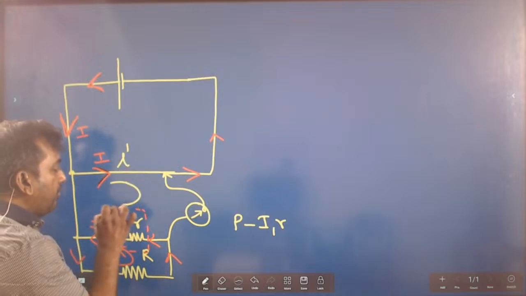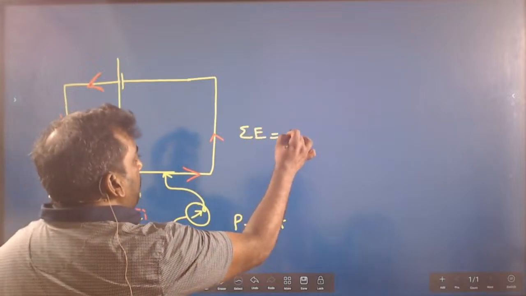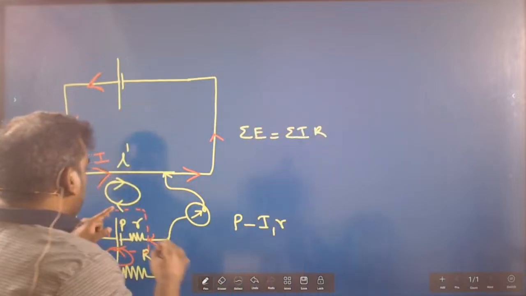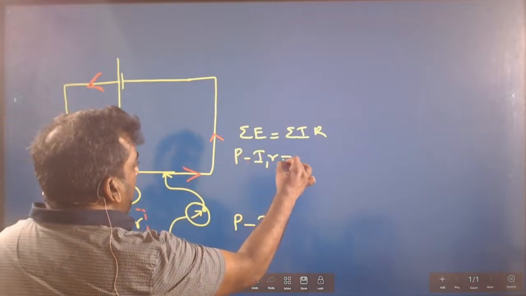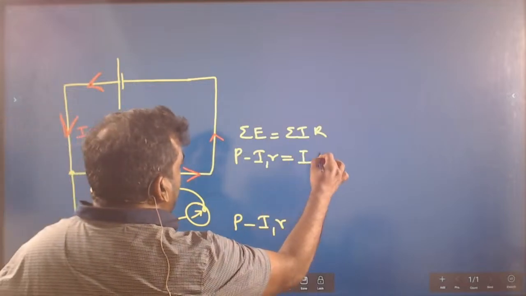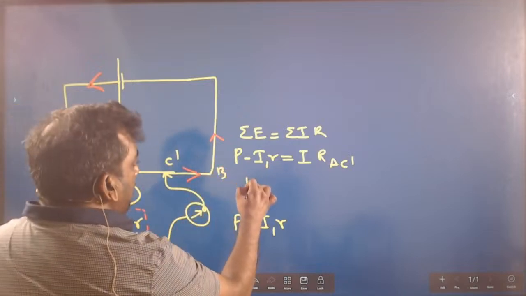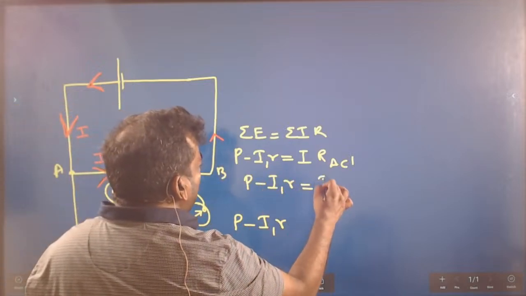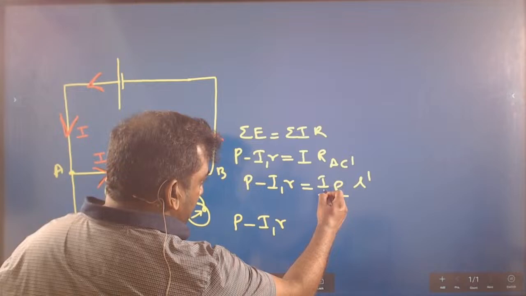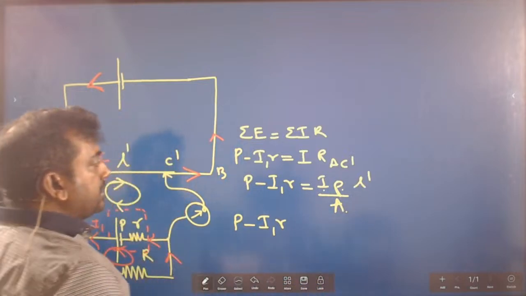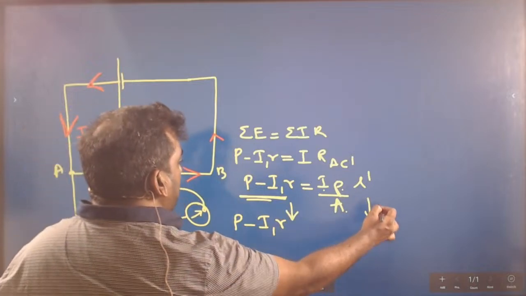If I apply Kirchhoff, the sum of EMF equals the sum of potential differences. Here the voltage is the terminal potential: P minus I1 simple R, which is equal to I times R of AC dash. Here C dash, here A, here B. P minus I1 simple R equals rho L dash over A. Current will not change, rho will not change, area will not change. Here the terminal PD has reduced, which means the length will also reduce.